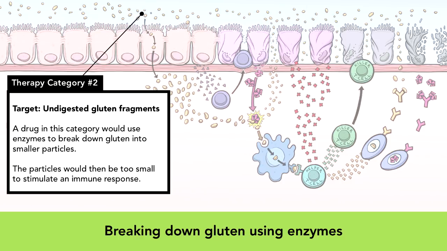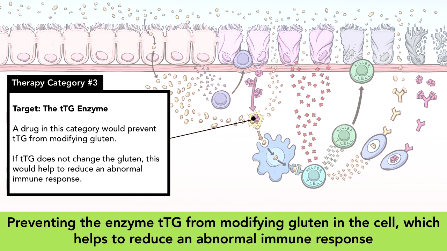Therapy category number 2, breaking down gluten using enzymes. Target, undigested gluten fragments. A drug in this category would use enzymes to break down gluten into smaller particles. The particles would then be too small to stimulate an immune response.